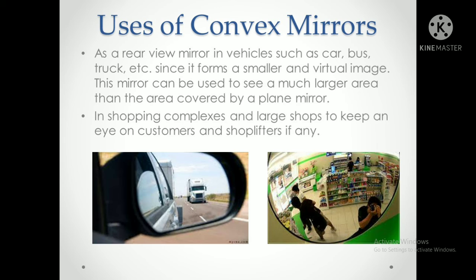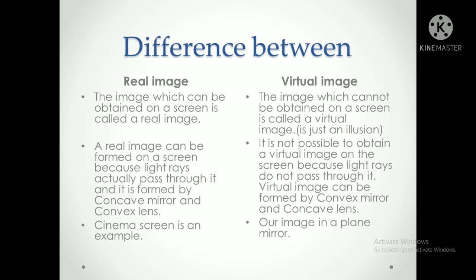Okay. So now, lastly, we will study the difference. We are talking about some images, real image and virtual image. Now what are those? Let's see. The image which can be obtained on the screen is called a real image, and the image which cannot be obtained on the screen is known as the virtual image. Means this is just an illusion. That is not real, that is an illusion.